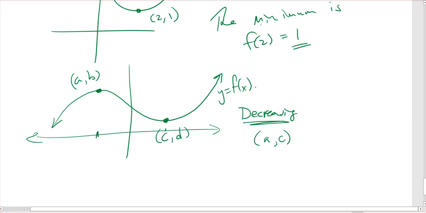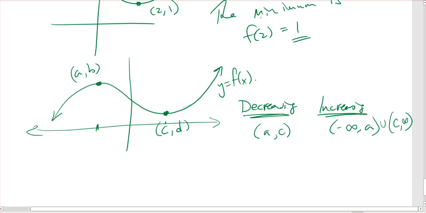Is it decreasing anywhere else? Well, it looks like it's going up when we're less than a. Looks like it's going up when we're greater than c. So that's it for decreasing. Increasing. We want to say, where is it increasing? Well, it's increasing over here, right? As we move left to right, it's going up. So we would say negative infinity to a. And it's also increasing when we get past c here, right? So we would have union c to infinity. Okay, so increasing on two intervals there, decreasing on the one.